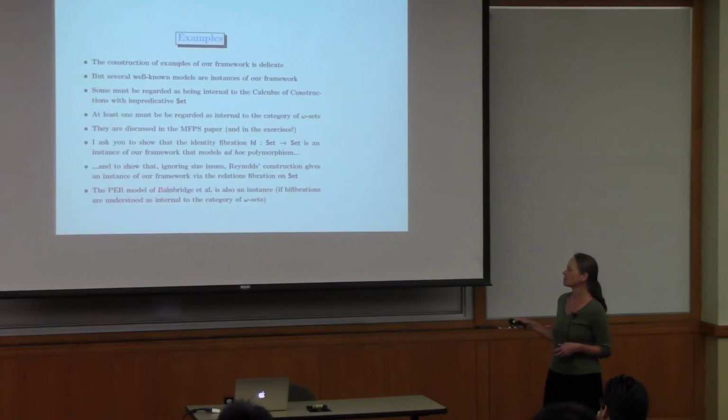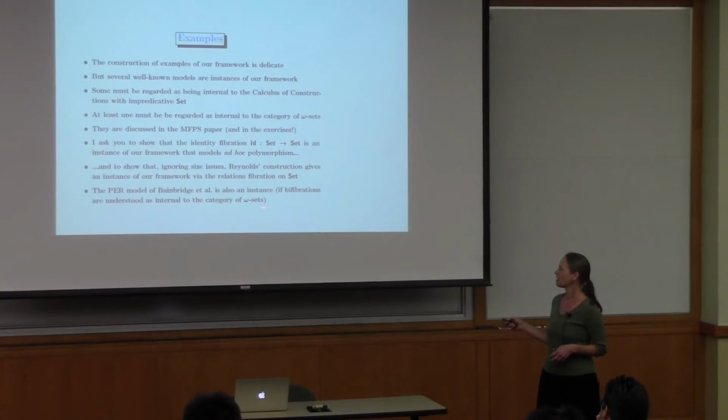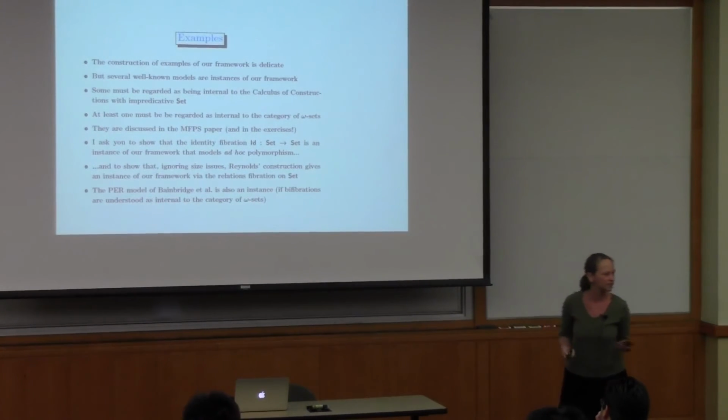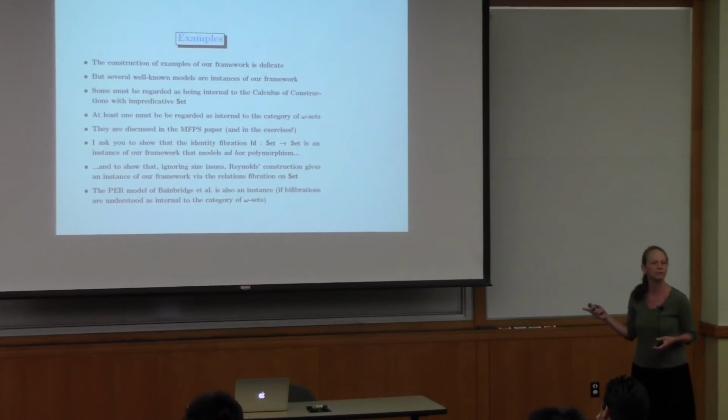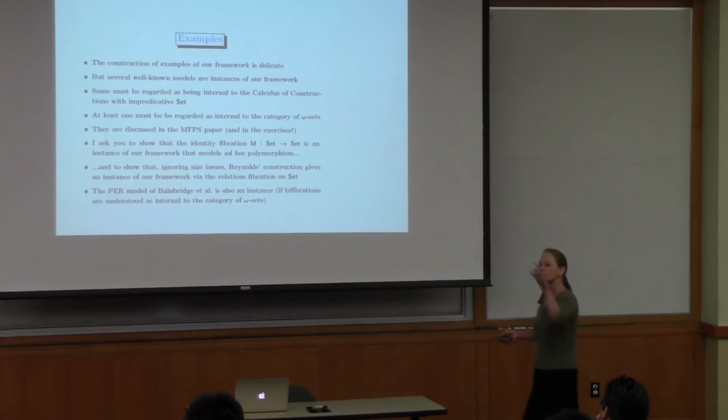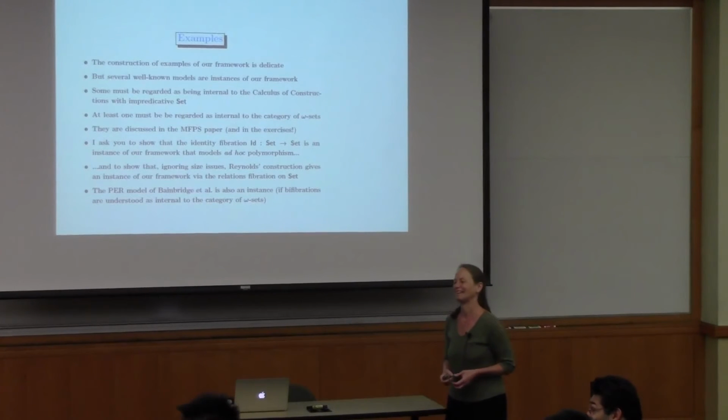Finally, there's this really famous model, this PER model, and again, that's also an instance. But as I said, you have to understand the bifibrations as somehow being internal to some category. So it's complicated, but you can do it. There are also realizability models. There's a hand being raised silently.